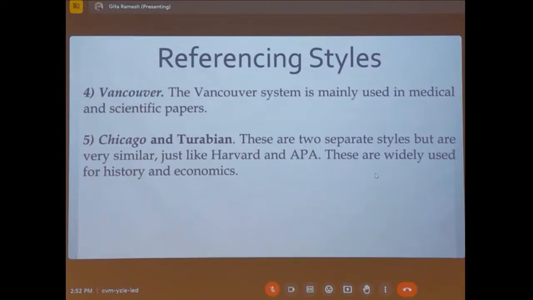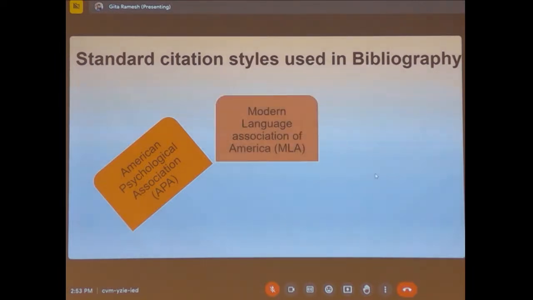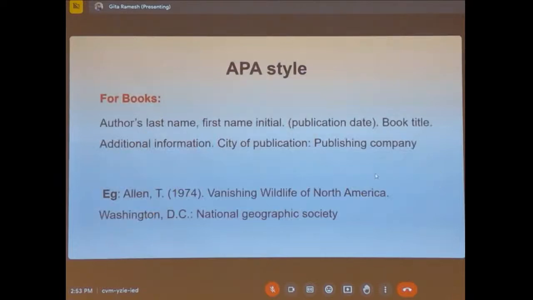We have the Vancouver style or the Vancouver system, which is mainly used in medical and scientific papers, and which we all usually adopt as a citation style. And lastly, which is not of much importance, are Chicago and Turabian. Only for your information, I have put them as two separate styles that are very similar, just like Harvard and APA. They are used by students who do research in history and economics. But in our setup, we use the American Psychological Association citation style, the Modern Language Association of America, and lastly, the Council of Biological Editors.